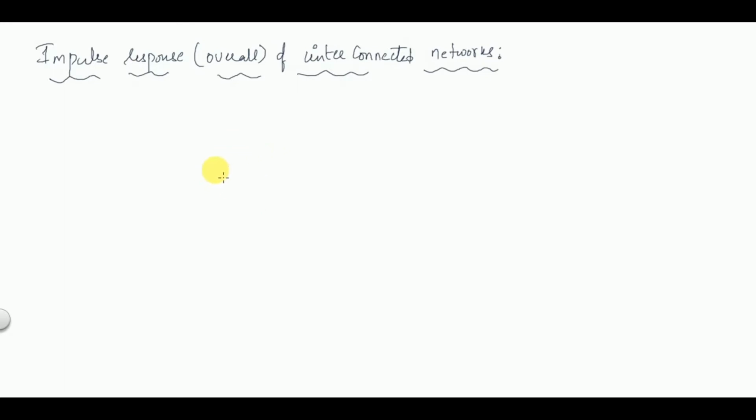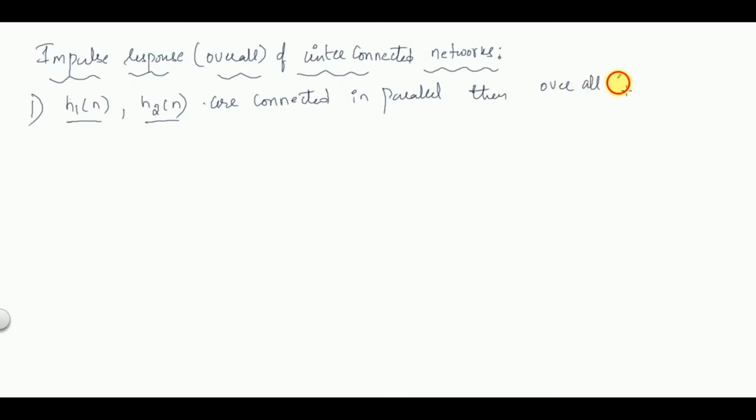So impulse response of interconnected networks, we have two simple points which you have to remember. If two circuits whose individual impulse responses H1 of n and H2 of n are connected in parallel, then the overall impulse response is the sum of individual impulse responses.